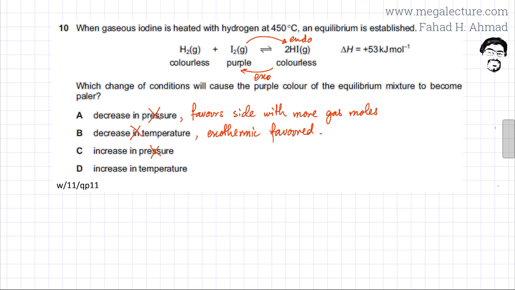And the last option is increasing temperature. If you increase temperature, then vice versa, endothermic reaction is favored. And in the above reaction, endothermic change is the forward reaction. It's plus 53, so forward reaction would be favored, and the mixture would become more colorless. So forward reaction would be favored. So option D is going to be your correct option for this question.